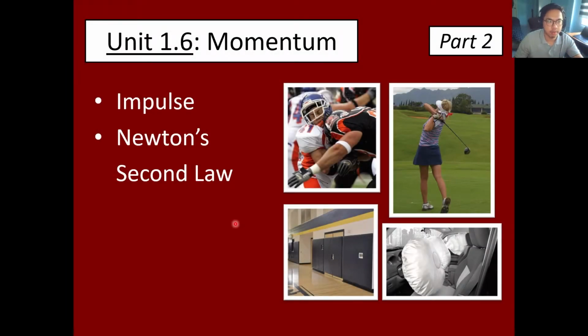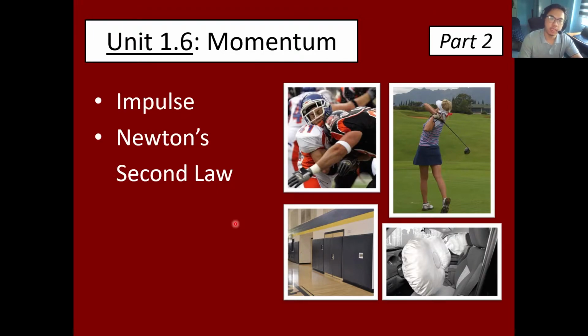This is the second part to this topic of momentum. In the first part, we looked at momentum, what it means, and the basics. So momentum basically tells us how much motion an object has. If you have an object that is heavy, it usually has a lot of momentum. That means it has a lot of motion going on. If you have an object that is going fast, that object also has a lot of momentum.